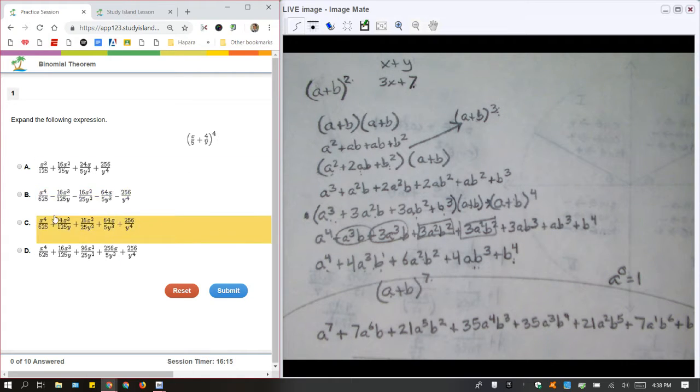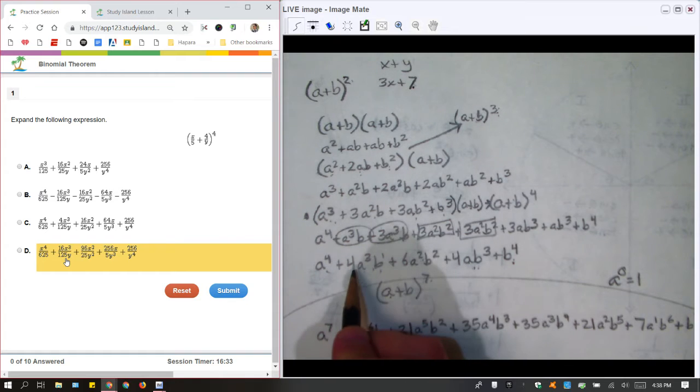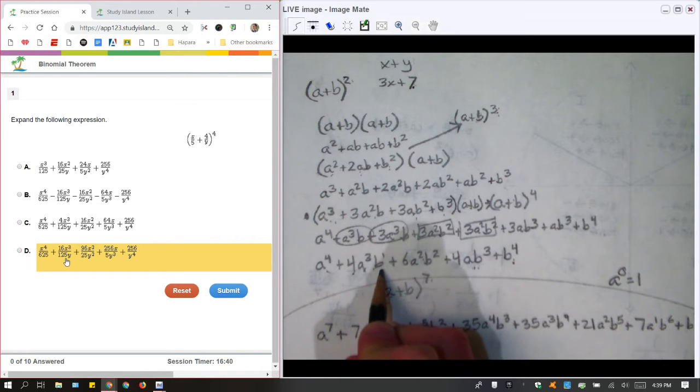So they both have x to the 4th. X over 5 to the 4th power is x to the 4th power, and then 5 to the 4th power is 625. But what's the next one going to be? That's where the first difference is. Is it 4x cubed over 125y or 16x cubed over 125y? Well, luckily, we just did something to the 4th power. We can see it's going to be 4 times the first term cubed times the second term.